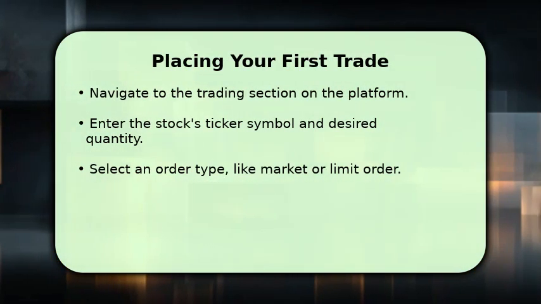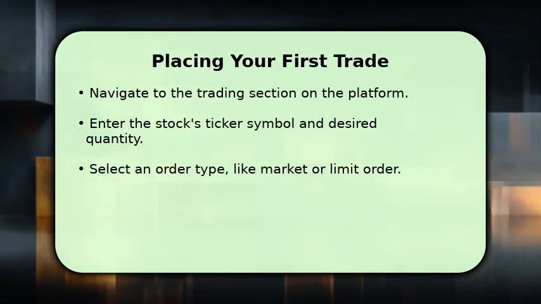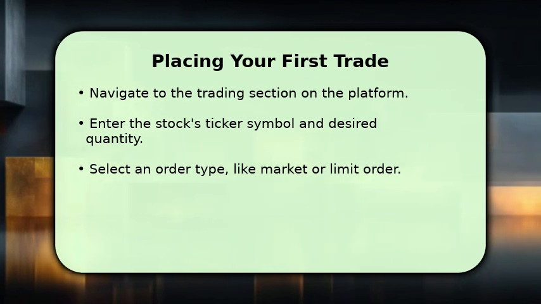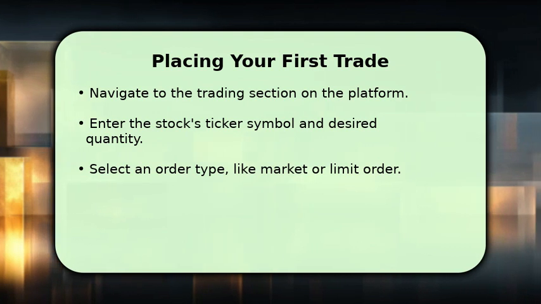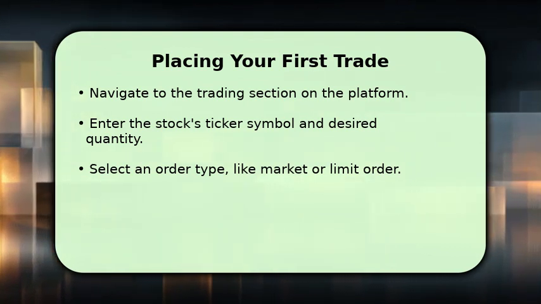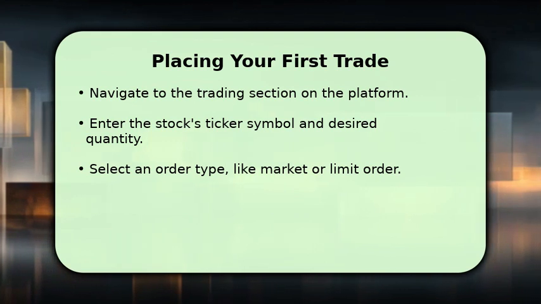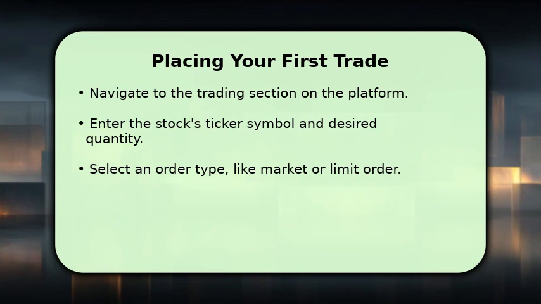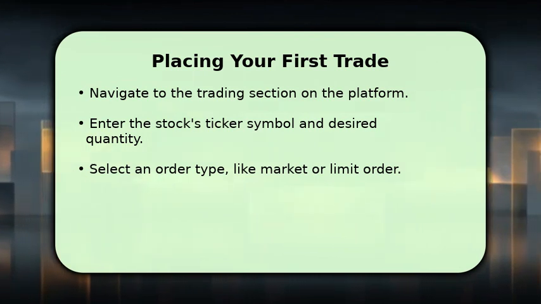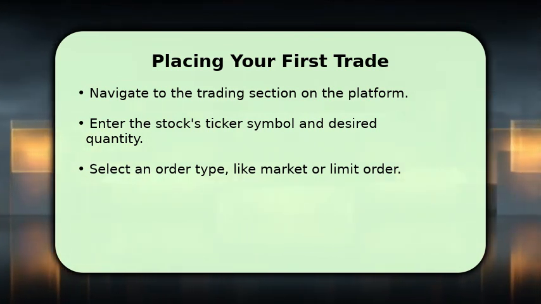Ready to buy? Log into your Schwab account and find the Trade section. Enter the ticker symbol for the stock you want, like AAPL for Apple. Decide how many shares you wish to purchase. You'll then choose an order type. A market order buys immediately at the current price, while a limit order lets you set a specific maximum price you're willing to pay. Review your order carefully before submitting it.